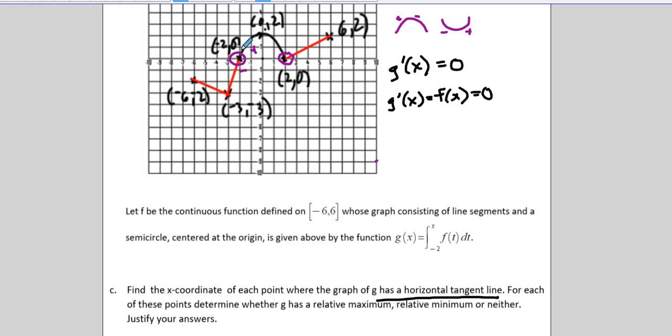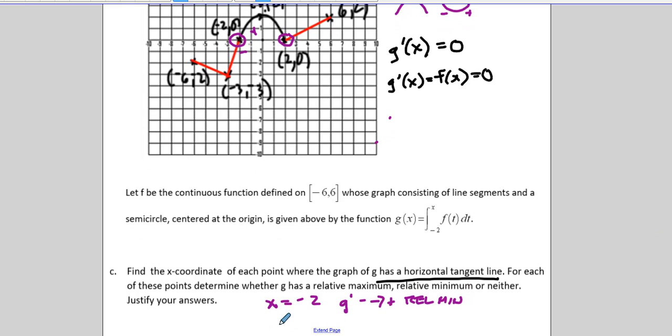So right there, that's at x equals, let's write that, we didn't write that down, did we? That is at x equals -2. And f goes from negative to positive. In other words, g prime goes from negative to positive. So in this case, that's a relative min. Okay, that's my justification.